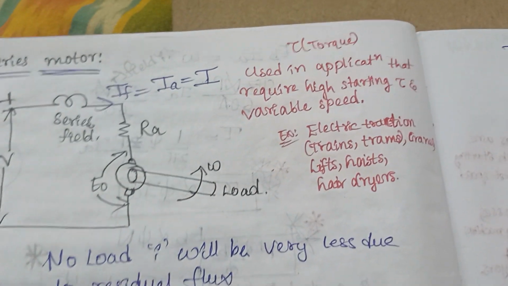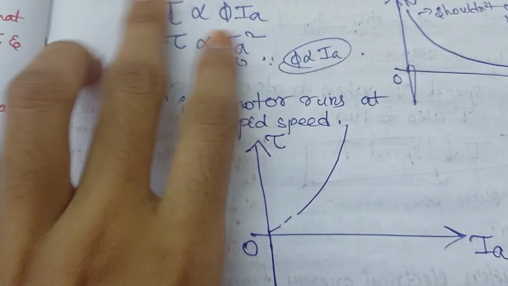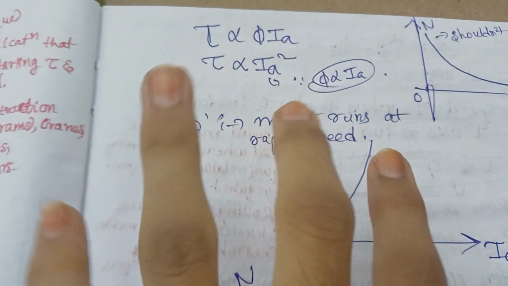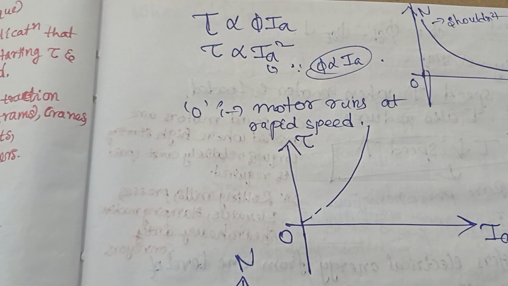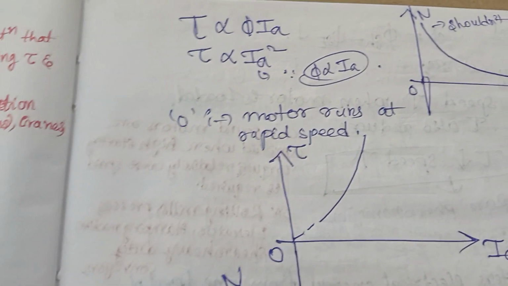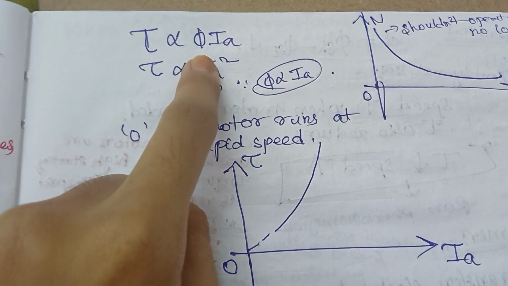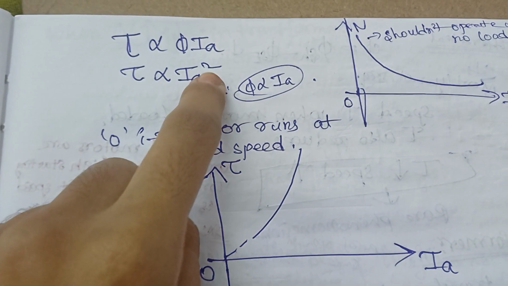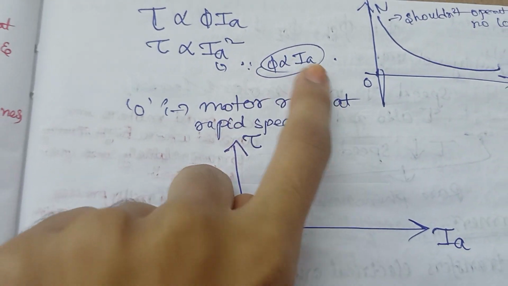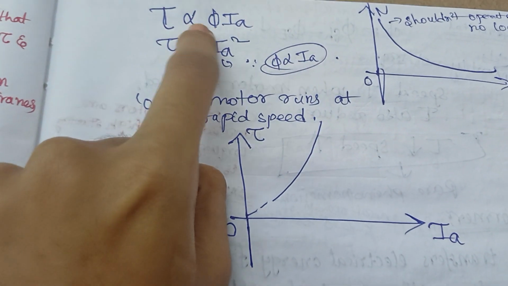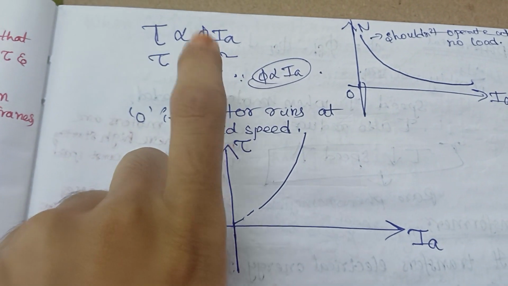Okay. And now coming to the graphs regarding this DC series motor. Previously we have gone through this relation. If you want to understand this video clearly, please go and watch my previous two videos, which were on the DC shunt motor and on the derivation of the torque equation, because there we have discussed this formula, that torque is directly proportional to flux into Ia. Since we know that flux is directly proportional to Ia, we can write Ia in the place of flux. So Ia into Ia, which gives you Ia square.